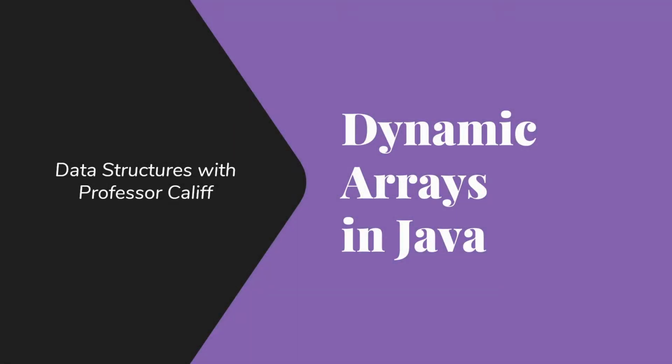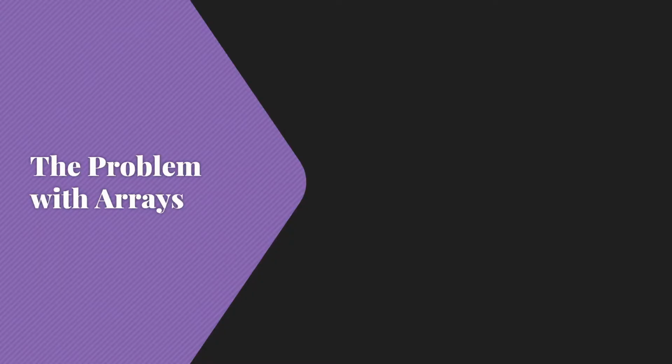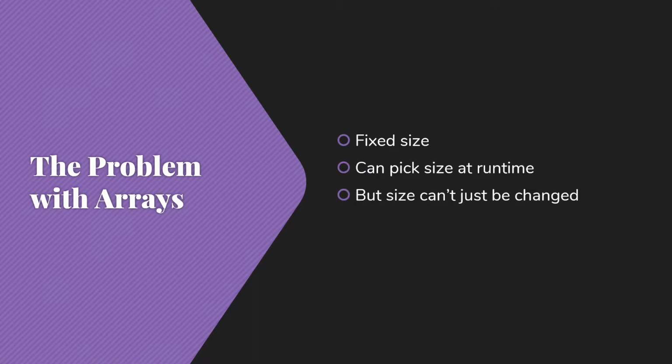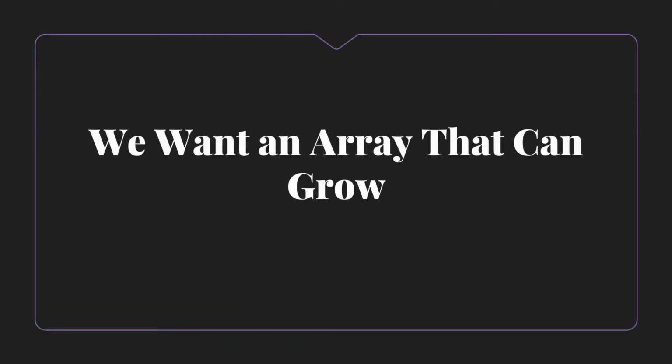Today I'd like to talk about dynamic arrays in Java, or how do I implement my own version of ArrayList? So arrays have problems. The basic problem is that they're fixed size. We can pick that size at runtime, but once we've chosen it, the size can't just be changed. So we run the risk of running out of room. What we want is an array that can grow.